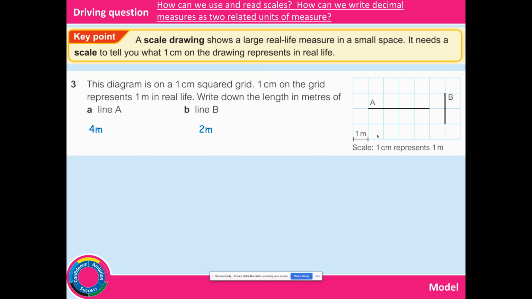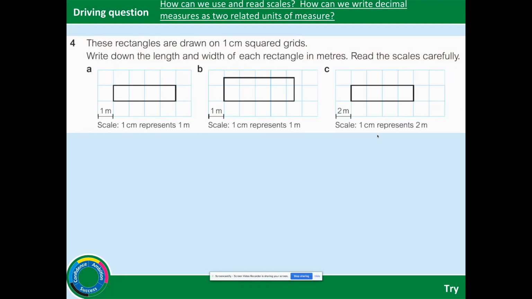Okay, so let's have a go at these. These rectangles are drawn on 1 centimetre squared grids. Write down the length and width of each rectangle in metres. Okay, so the length is our longer distance and our width is our shorter distance. Read the scales carefully. So always check what the scale says. Press pause while you have a go and then press play when you're ready for the answers.